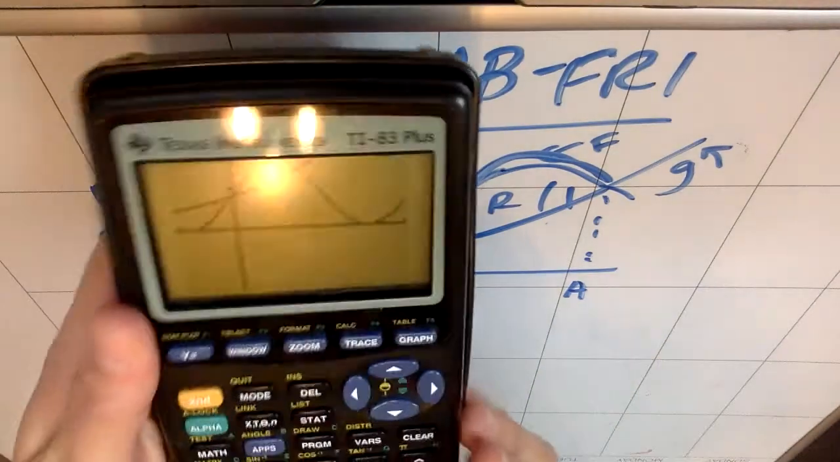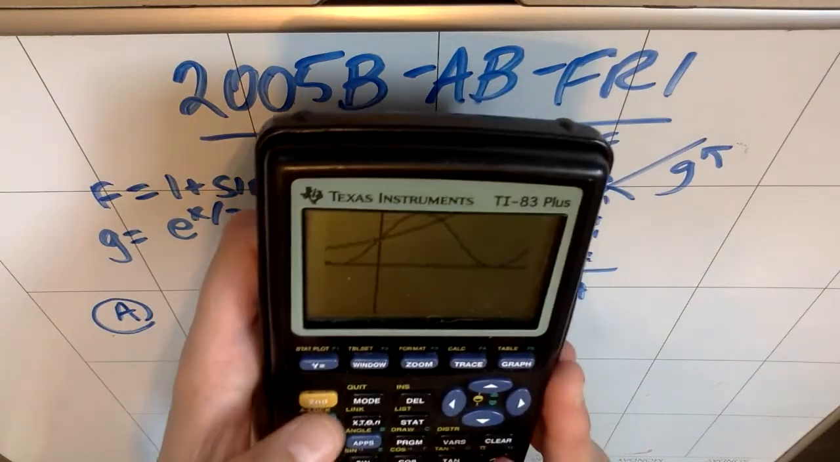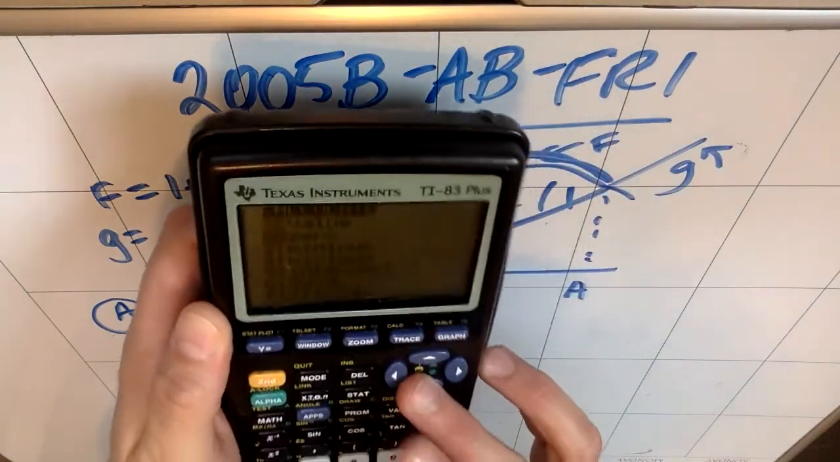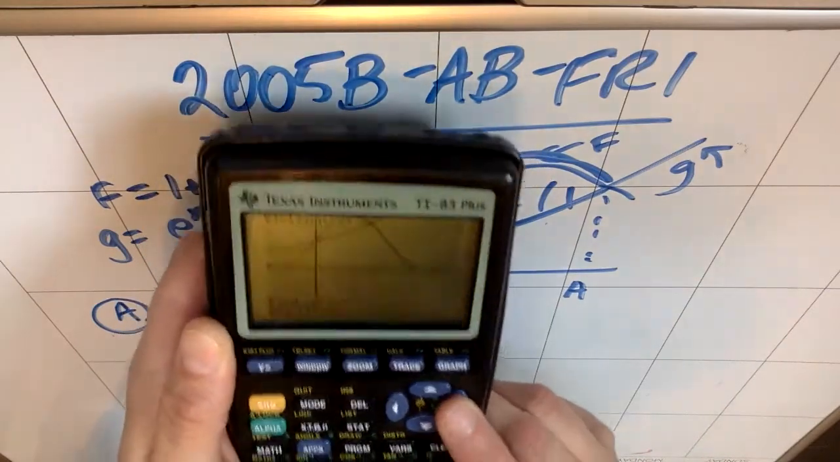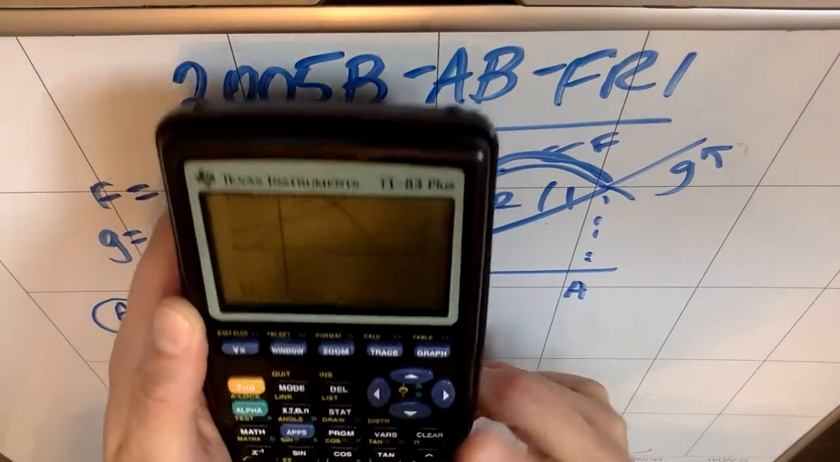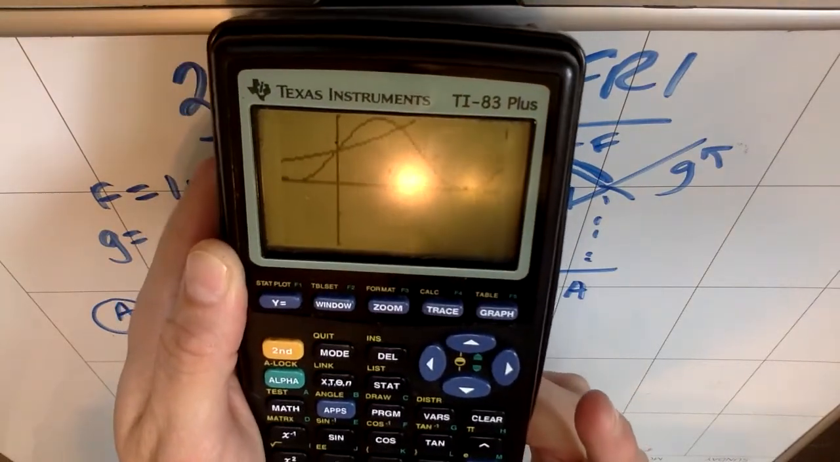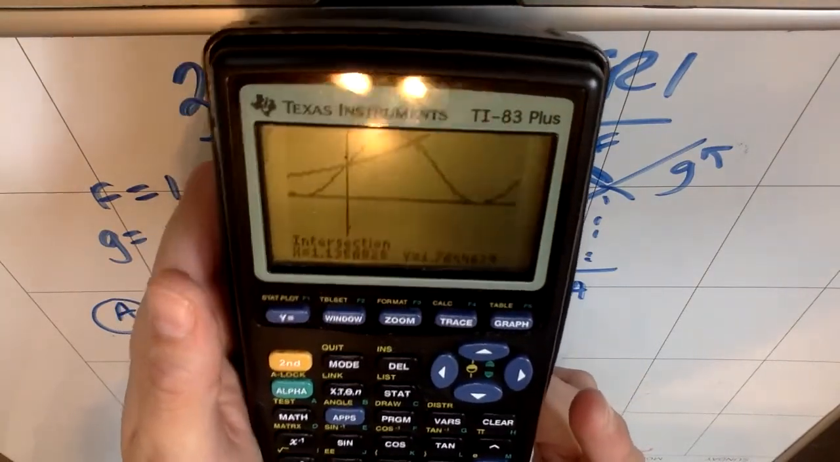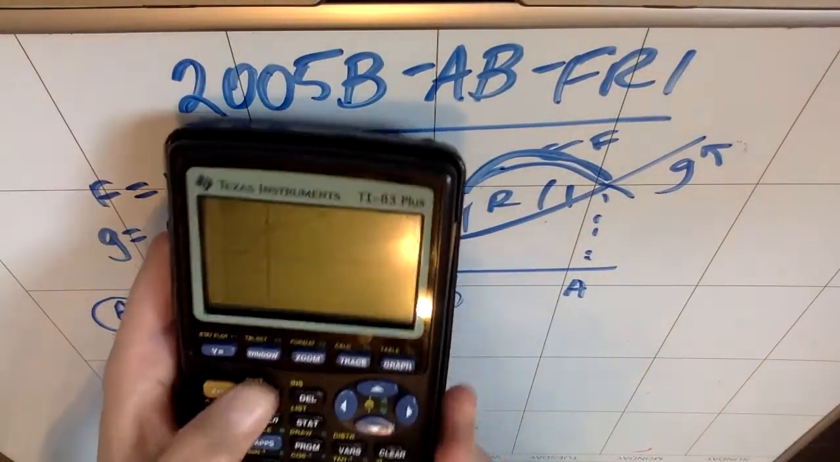The way I do that is I picked a window that would work. I kind of guessed around until I found a good window. I want to do second calc, and I want to pick intersect, right? And I'm going to scroll up to where these guys intersect, close enough. Enter, enter, enter. And I'm going to get an x value that's like 1.135, etc. Now I'm going to quit out of this, hit second mode and quit out.